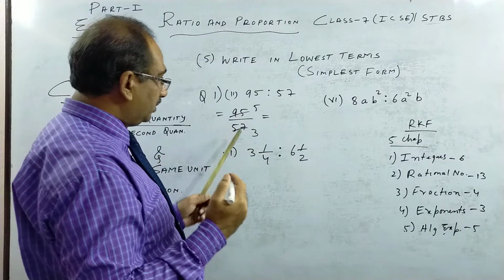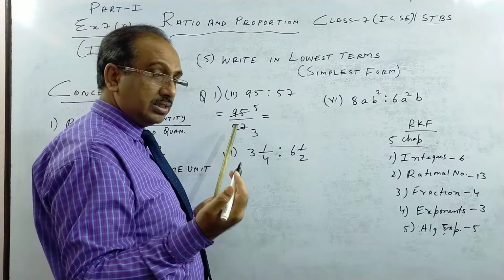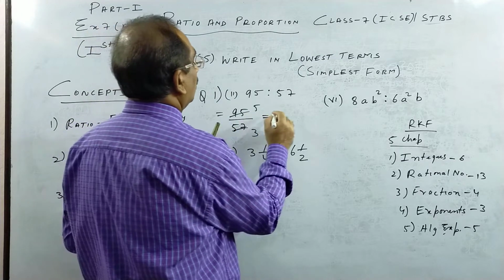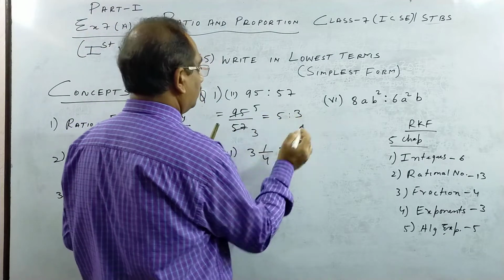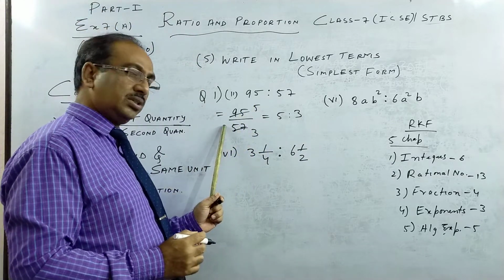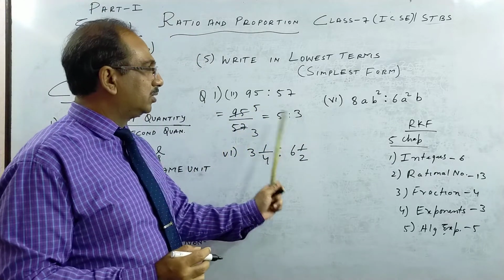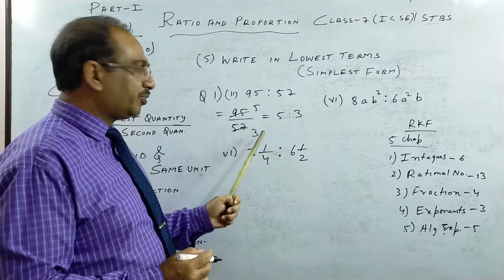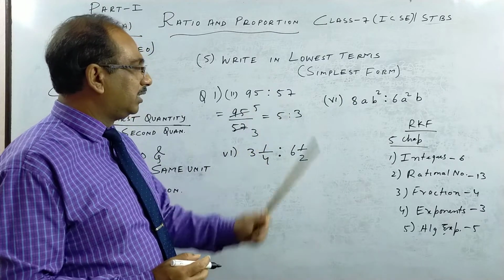So the HCF of these two, you have learnt HCF I think. So you cancel with the HCF of the two numbers. So the answer will be, again you go back, convert it to a fraction, division form, and go back to the ratio. So the answer is 5:3. If you know tables properly, 19 5s are 95, 19 3s are 57.